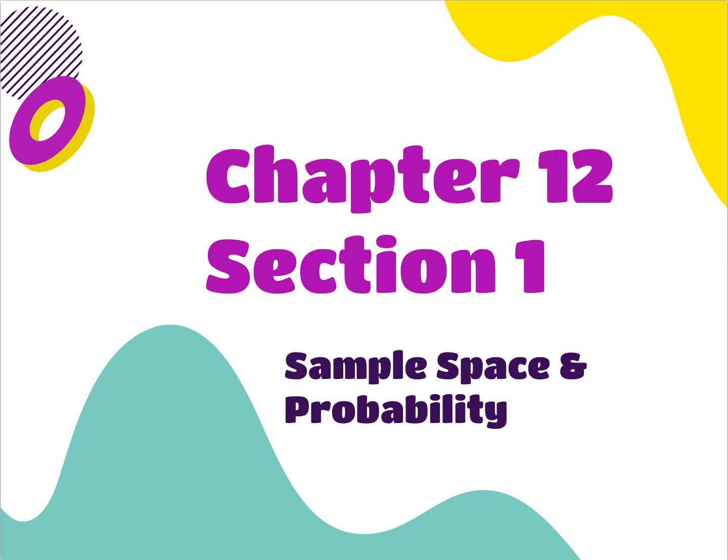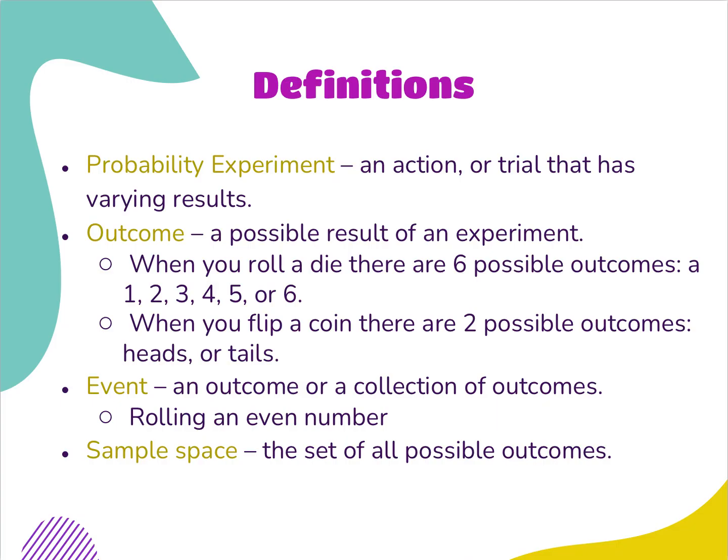Today we begin Chapter 12. Chapter 12 is going to start talking about sample space and probability. So we're going to need to know some vocab words. It starts out with probability experiment. Now that really refers to an action or trial that has varying results. Anything you do that could have more than one result is a probability experiment. Think of flipping a coin, spinning a spinner, or rolling a dice.